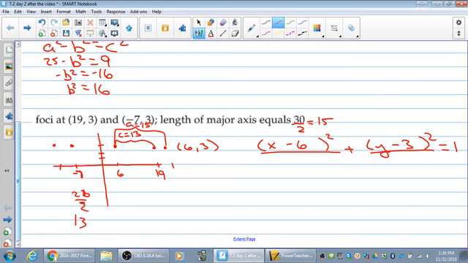The major axis. Now if they gave us the minor axis, they'd be giving us the b. Now the major axis is going along the x-axis, so we put this under the x, 225. Right, 15 squared, I think it's 225. Okay. We need a squared minus b squared equals c squared.